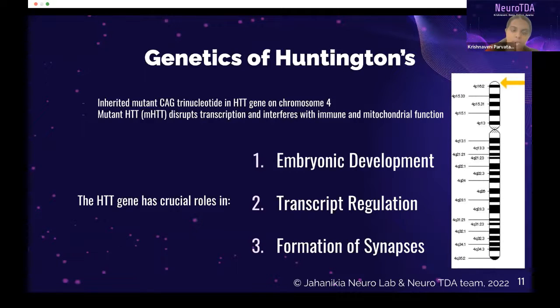Basically, a mutant HTT gene, or mHTT, disrupts transcription and interferes with immune and mitochondrial function. The HTT gene has crucial roles in embryonic development, transcript regulation, and the formation of synapses.